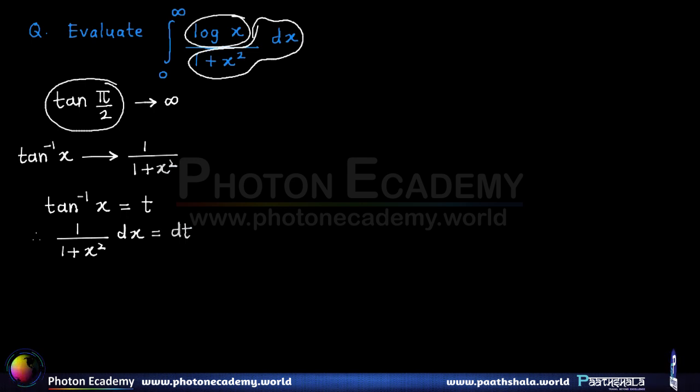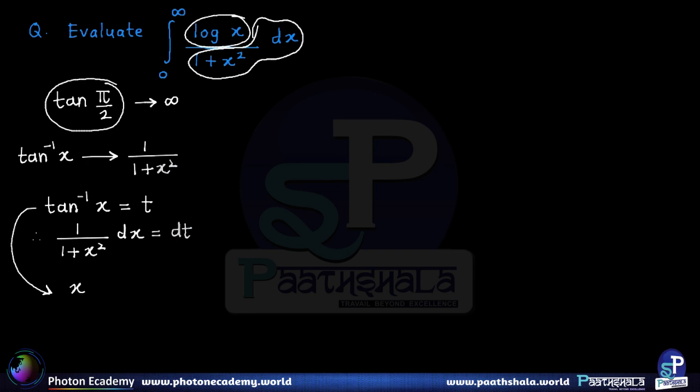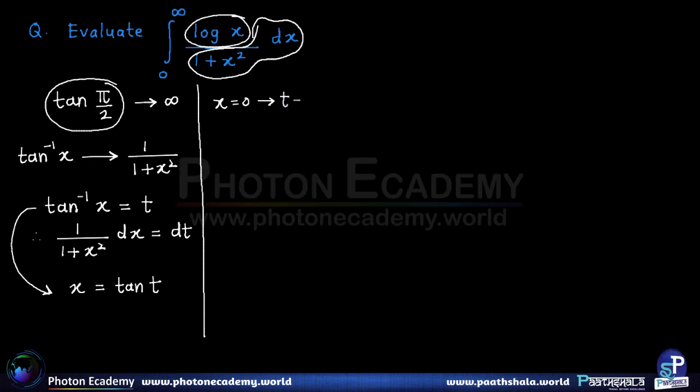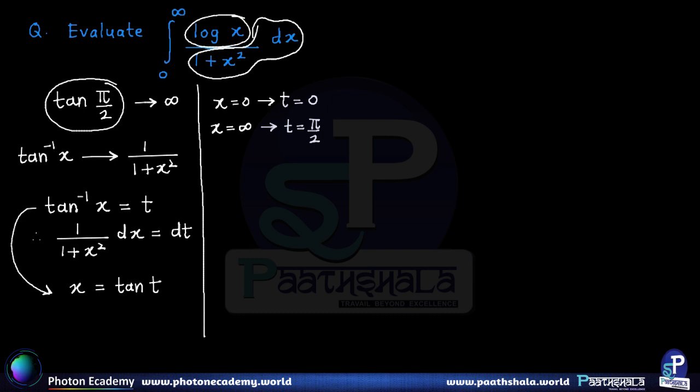Now we have to also replace x in the log x, correct? So if tan inverse of x is t, then obviously x is nothing but tan of t, right? Now next we have to also change the limits. So that is when x is 0, what will be t? T is tan inverse of x, so tan inverse of 0 is also 0. And when x is infinity, that means t is theoretically equal to pi by 2, right? So this is how we remove the infinity in the substituted integral.